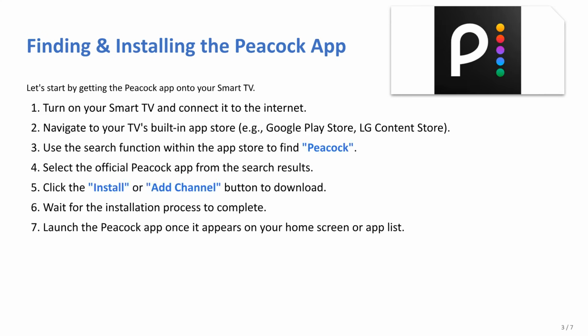To get started, turn on your smart TV and connect to the internet. Navigate to your TV's app store, search for Peacock, select it, and install the app. Once finished, you can launch it from your home screen.